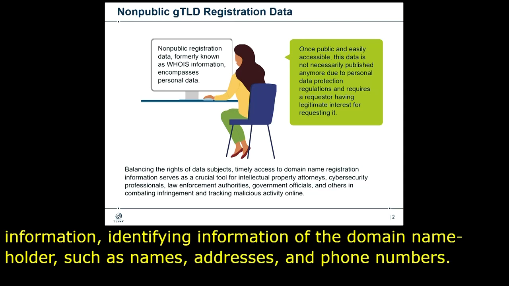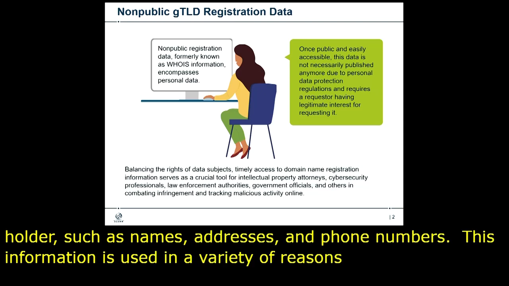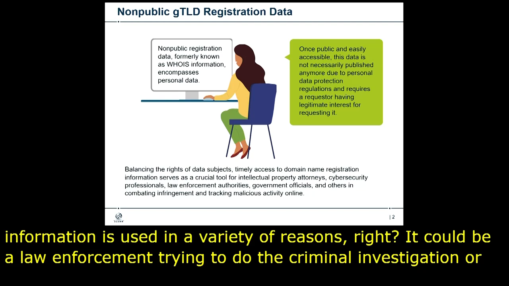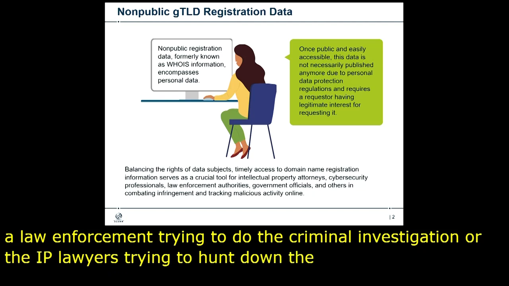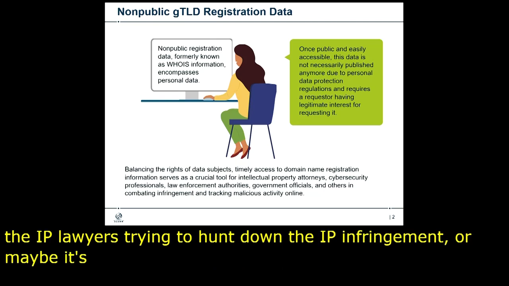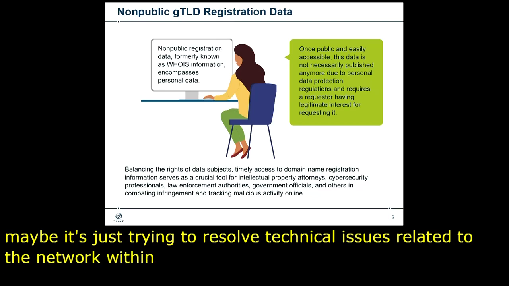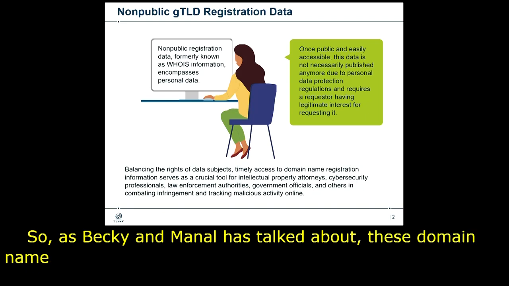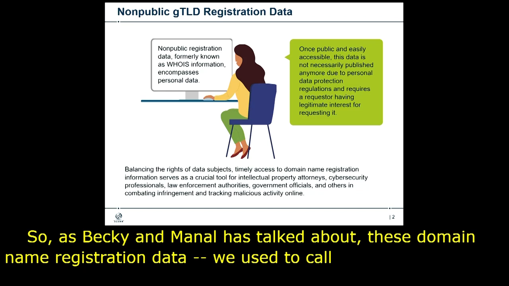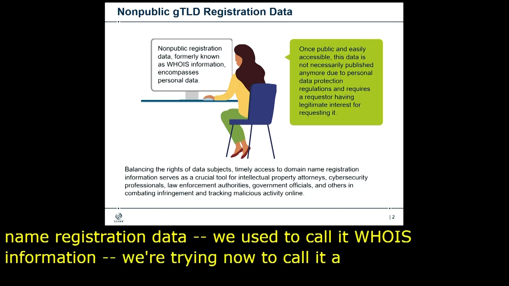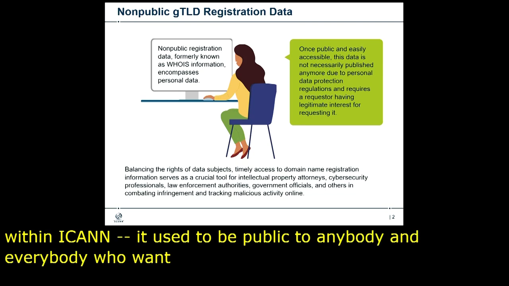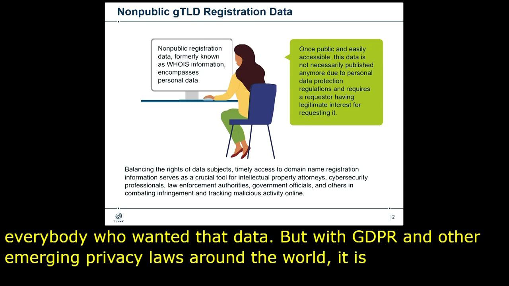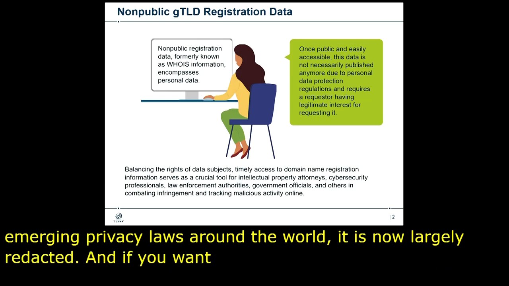This information is used in a variety of reasons, right? It could be a law enforcement trying to do the criminal investigation, or the IP lawyers trying to hunt down the IP infringement, or maybe it's just trying to resolve technical issues related to the network within that domain name. So as Becky and Manal have talked about, these domain name registration data, such as we used to call it WHOIS information, we're trying to now call it registration data within ICANN. It used to be public to anybody and everybody who wanted that data. But with GDPR and other emerging privacy laws around the world, it is now largely redacted. And if you want that data, you have to jump through the hoop to get that.